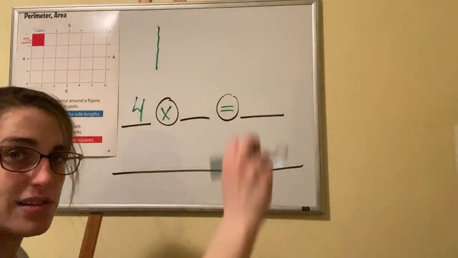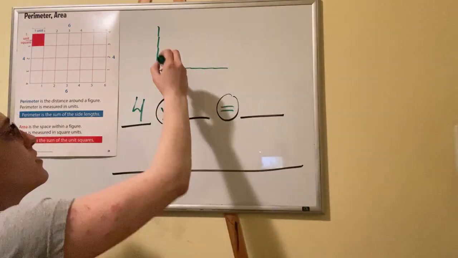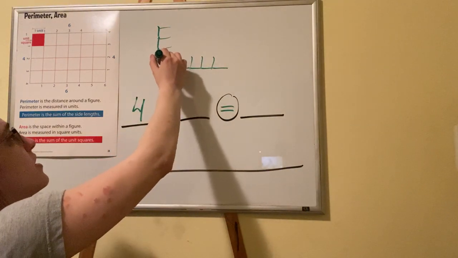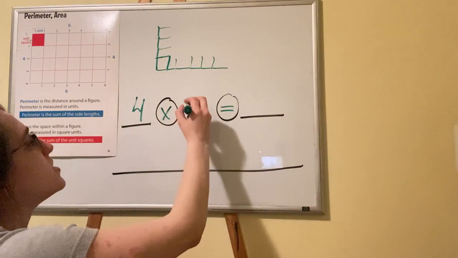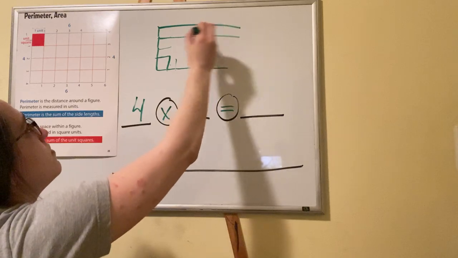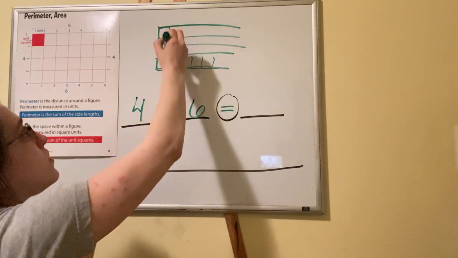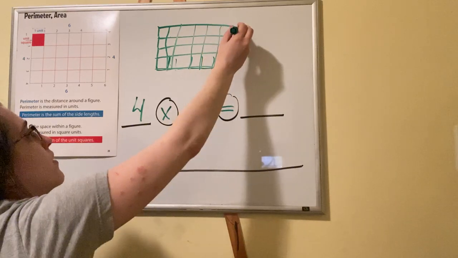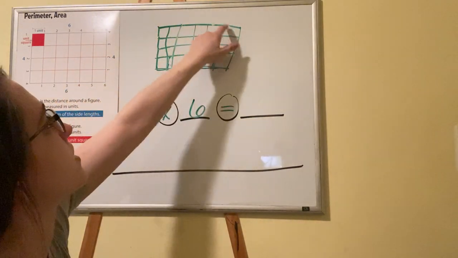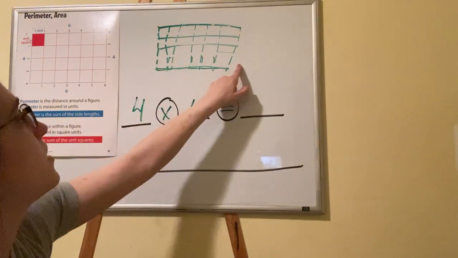How many in each row? One, two, three, four, five, six. Six. There's four rows. One, two, three, four. And in each row, 1, 2, 3, 4, 5, 6. Mrs. Graham, what a terrible illustration. There are four rows of six. So there's 6, 6, 6, and 6.